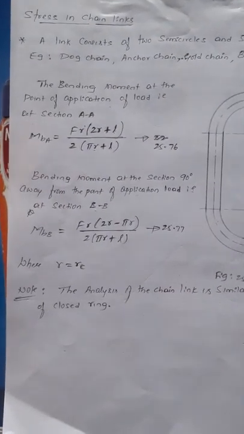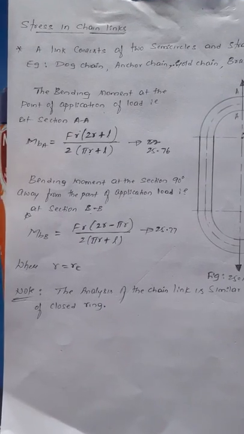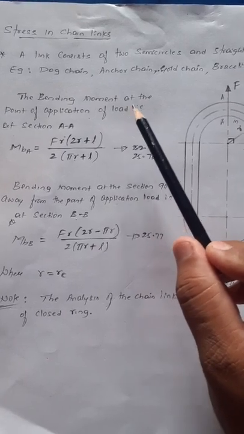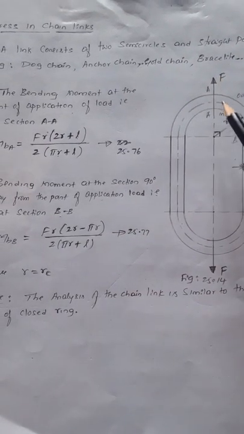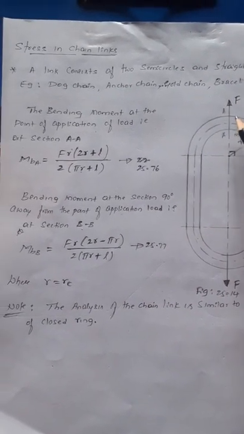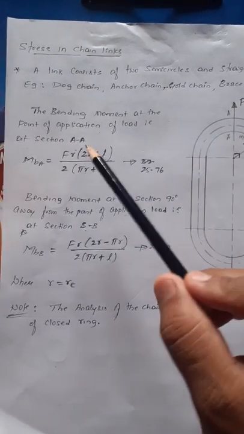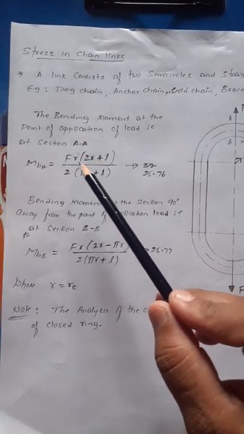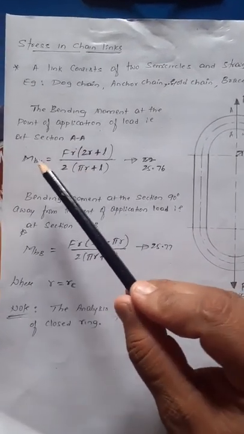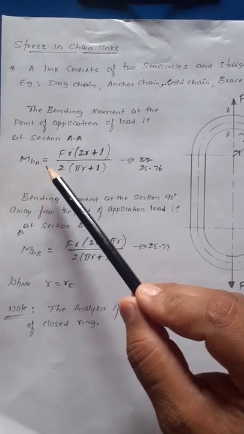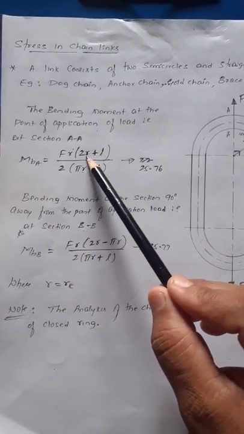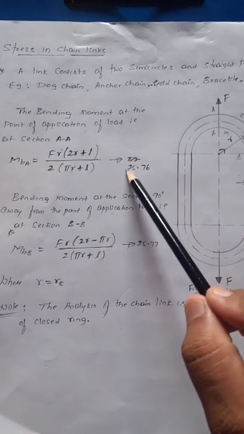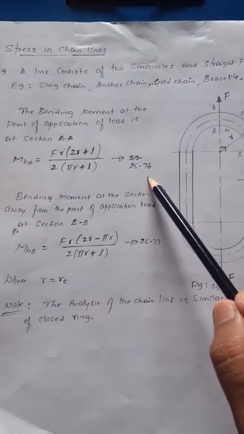Now see the bending moment at the point of application of load, at section AA. Where is the point of application of load here? At section AA. The bending moment is force into perpendicular distance. When you derive this, you finally get this equation: the bending moment at section AA is F r times (2r plus L) divided by 2 times (pi r plus L). You can see this in the data handbook, 25.76.